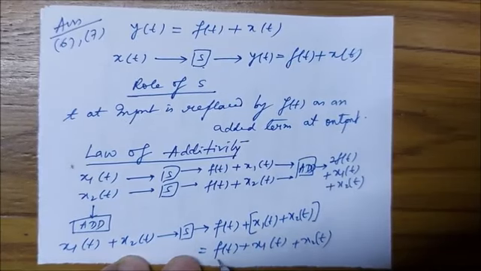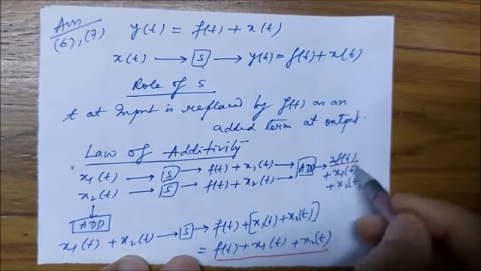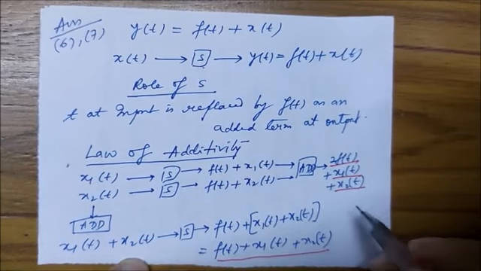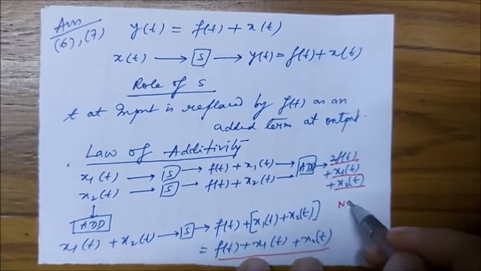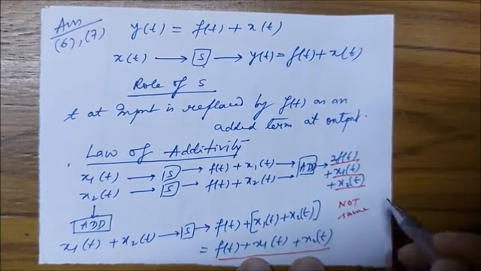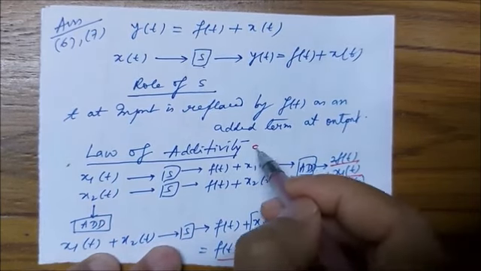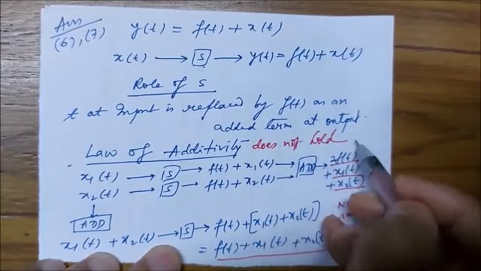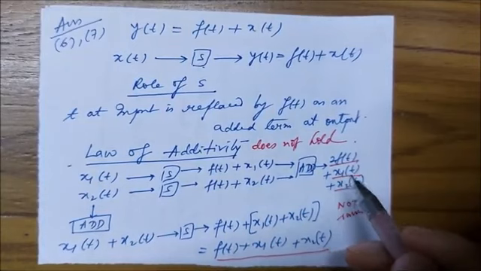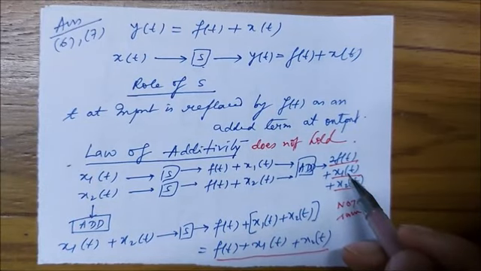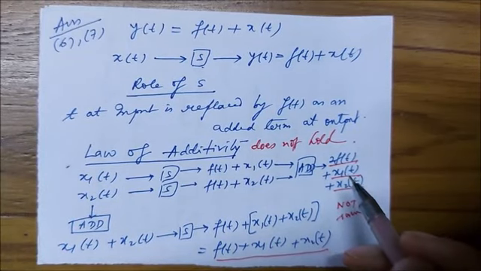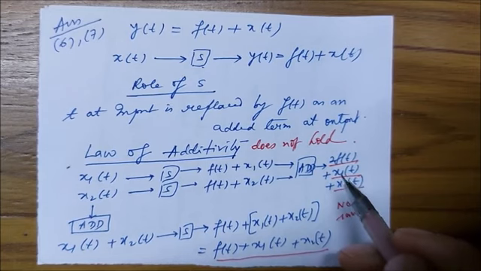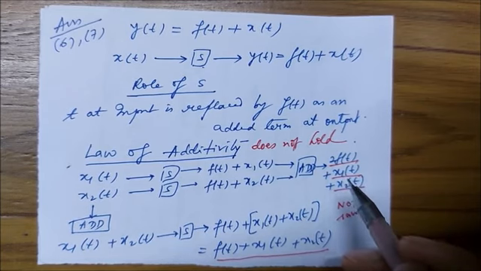It is clear that these two results do not match, so they are not same, which means law of additivity does not hold. So the system is not linear, and principle of linear superposition will not hold. Still, let us check the other law, law of homogeneity or law of scaling.